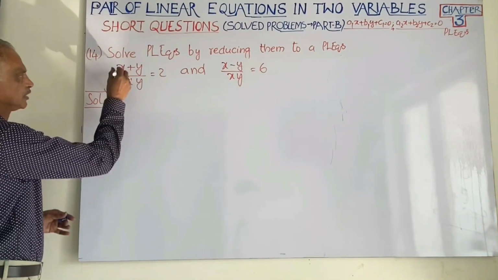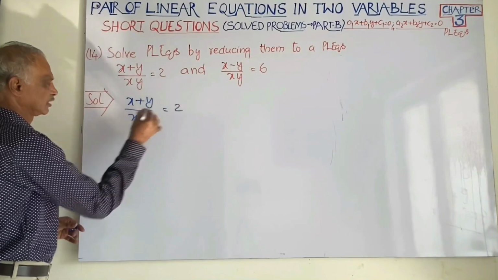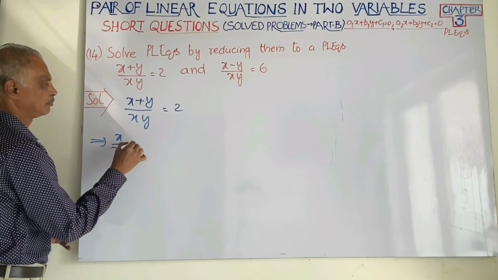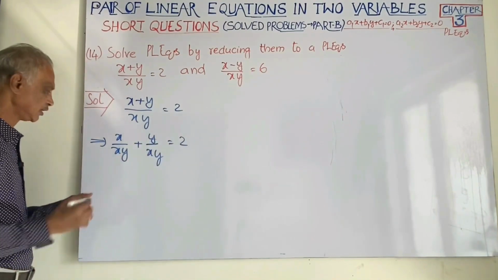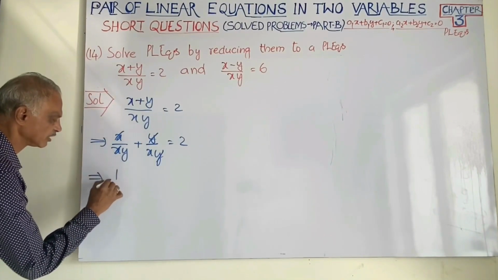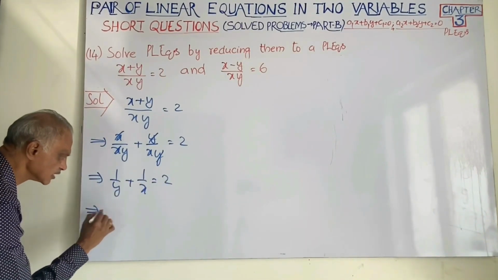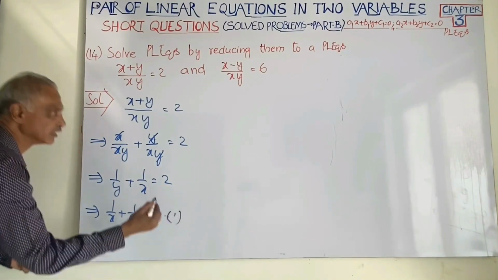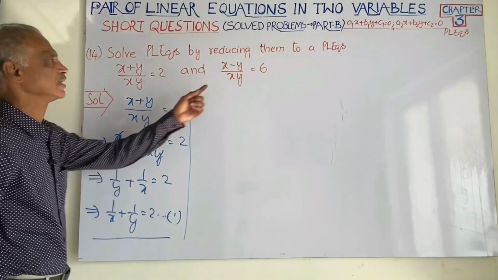You see, first you take this one, (x plus y) by xy is equal to 2. This can be written as x by xy plus y by xy is equal to 2. Now x cancels, y cancels, you will get 1 by y plus 1 by x is equal to 2. This can be written as 1 by x plus 1 by y is equal to 2. This is equation 1. We have two equations.